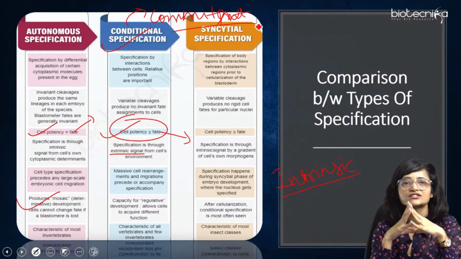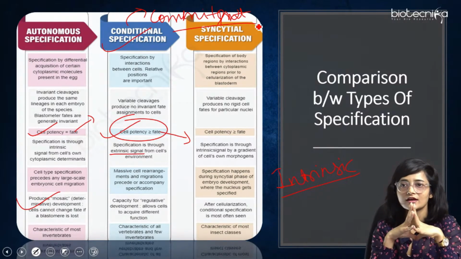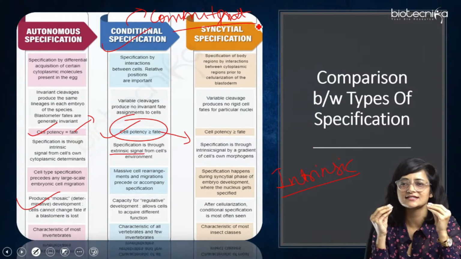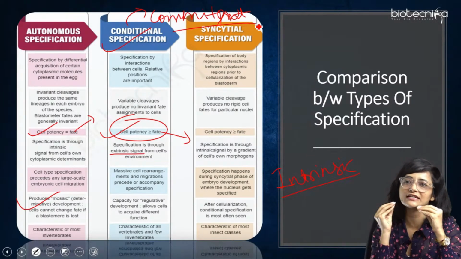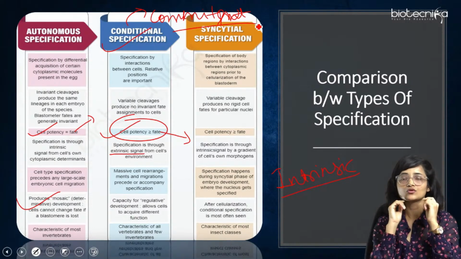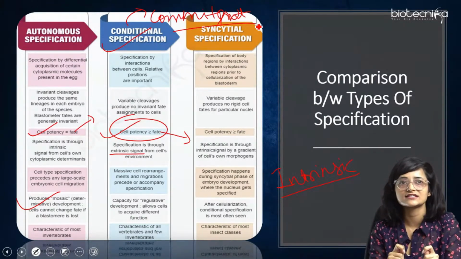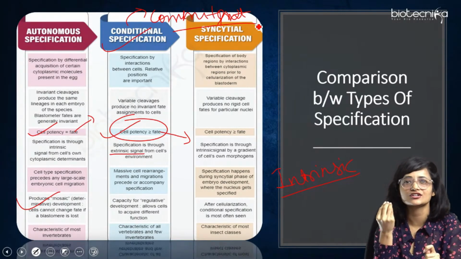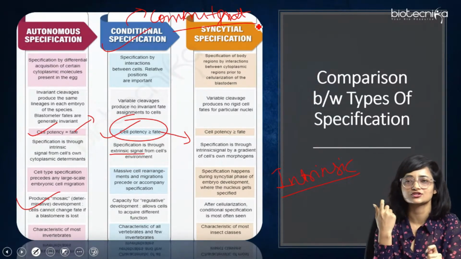Then comes the characteristic of all vertebrates. It is the characteristic of all vertebrates, and it is not found in invertebrates, right? Then comes the syncytial specification. Syncytial specification is the property of majorly insects. So Drosophila melanogaster is the most important example for syncytial specification, right? So what happens here is the specification of the body region by interactions between the cytoplasmic regions prior to the cellularization of the blastoderm.